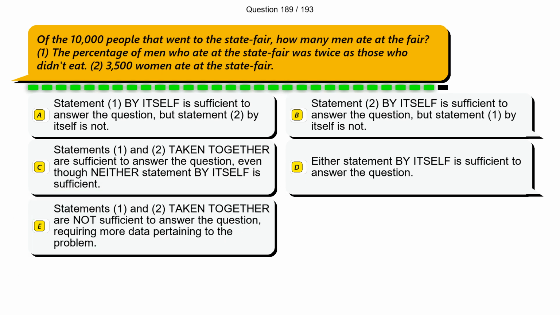Question 189. Of the 10,000 people that went to the state fair, how many men ate at the fair? 1. The percentage of men who ate at the state fair was twice as those who didn't eat. 2. 3,500 women ate at the state fair.